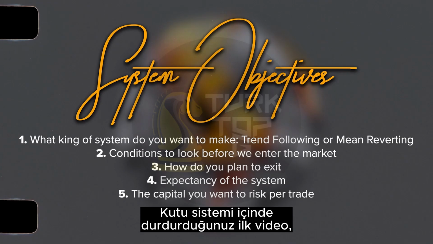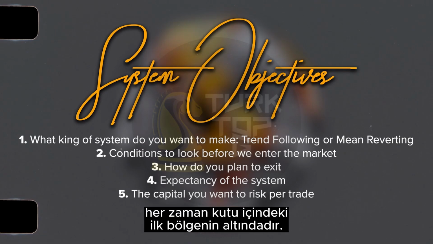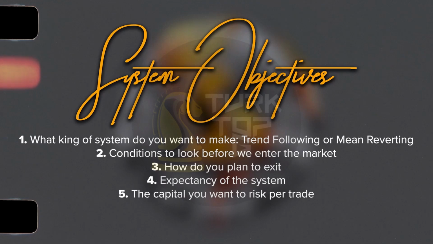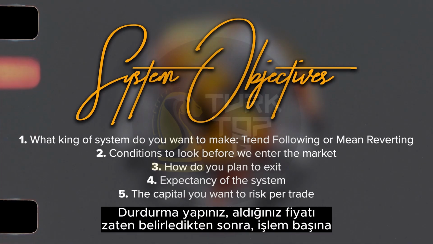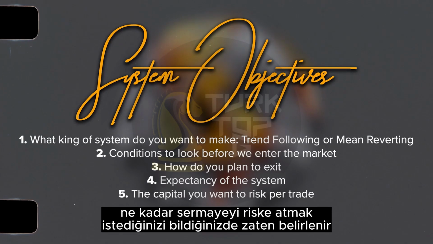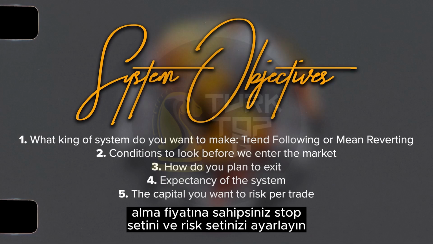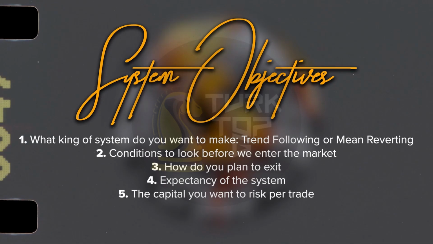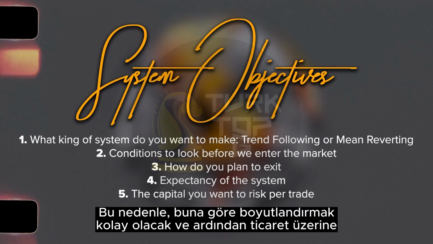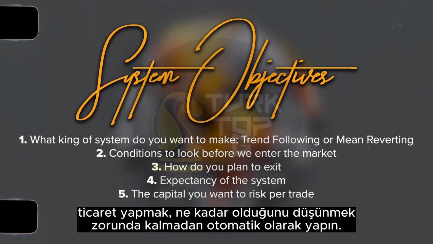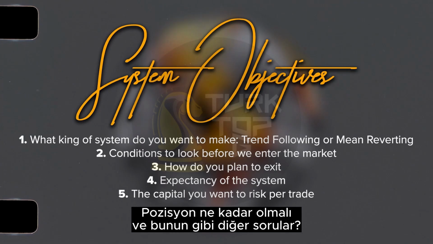As we saw in the first video, your stop inside the box system is always below the first zone inside the box. So any trade you will take with the box structure, your stop is already set. The price you're getting in is already set. Once you know how much capital you want to risk per trade, right, you will be able to decide your position size. You already have the buy-in price set, the stop set, and your risk set. So it will be easy to size accordingly and then take it trade after trade, just do it automatically without ever having to think how much the position should be and other questions like that.